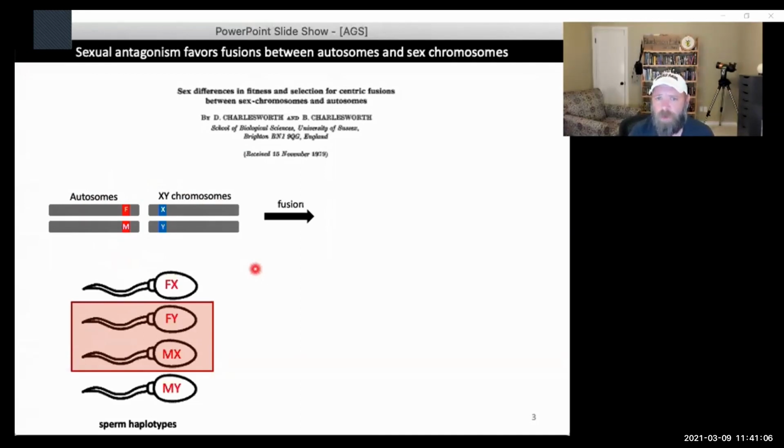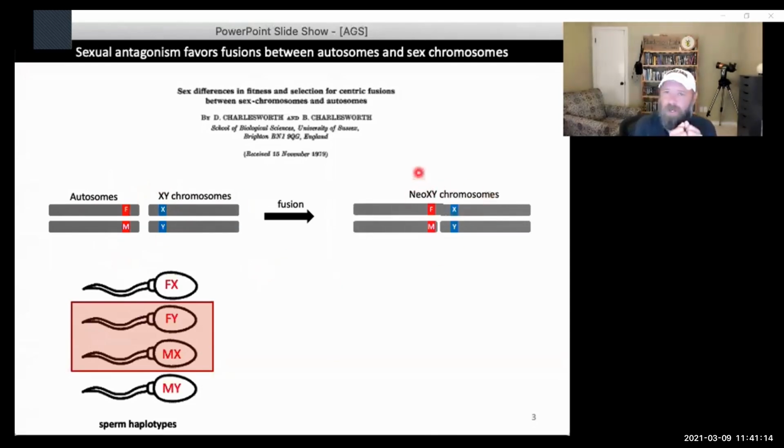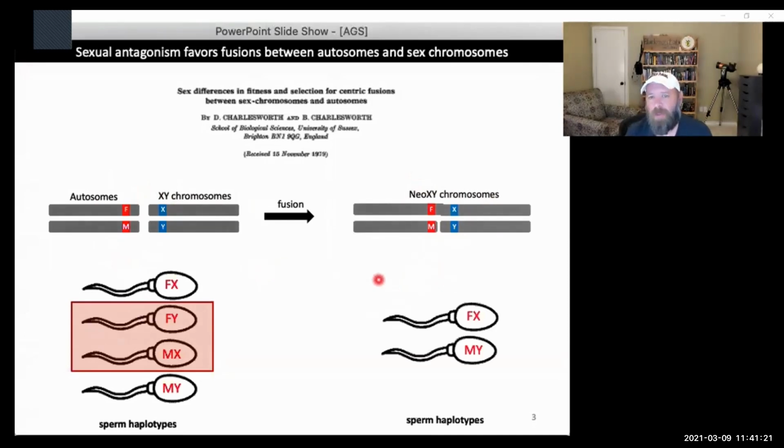And so what the Charlesworths pointed out was that if you had a fusion between the autosomes and the sex chromosomes, then you create linkage between the sexually antagonistic locus and the sex-determining locus, such that when this individual makes gametes, they're going to produce gametes that lead to offspring that have a match between the allele that is impacting sex determination and the allele that's impacting the fitness of that sex. So you can see in this case, you would produce primarily X-bearing sperm that carry the female benefit allele and Y-bearing sperm that carry the male benefit allele.